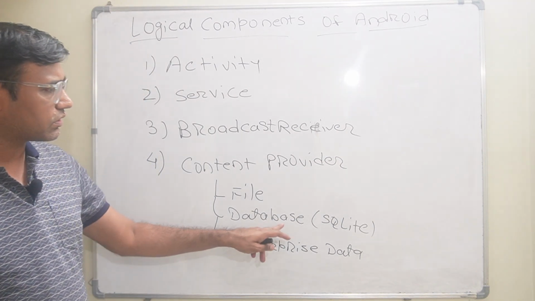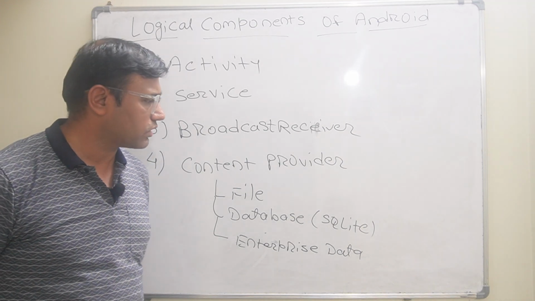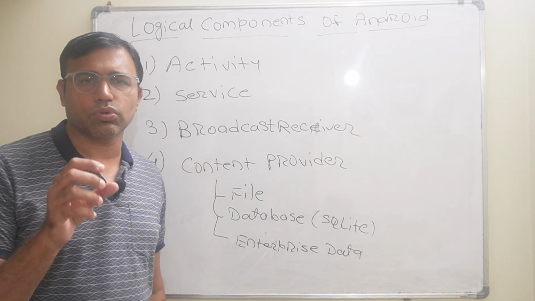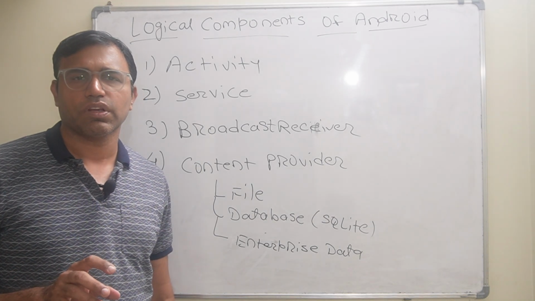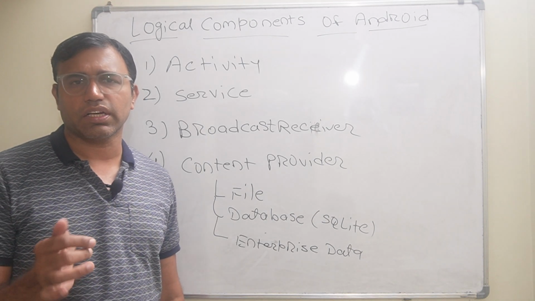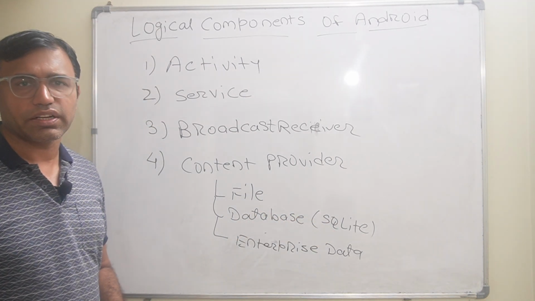Next is database. Android has a native database, that is an inbuilt database, which is called SQLite. SQLite is used when the data is stored in the smartphone itself. The best example is contacts. If you are storing contacts in the smartphone itself, then it is stored in the SQLite database.